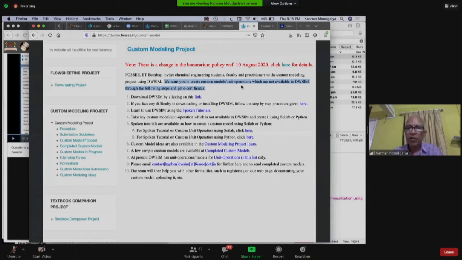Because DWSIM has unit operations, reactors are there, certain things are there. But there could be some specialized processes that can be modeled, not already present in DWSIM. For example, plate heat exchanger. That is something that was not there and somebody added. Anyway, let me just take this completed custom models.